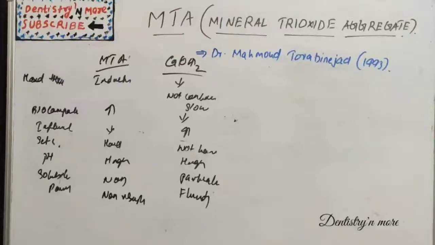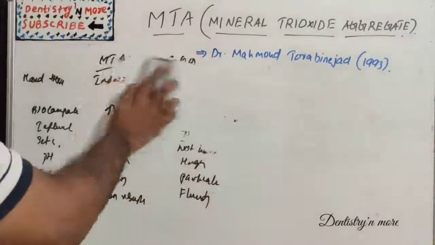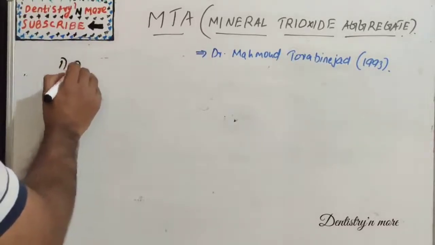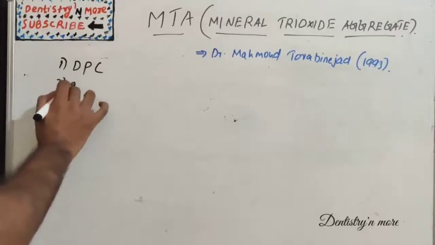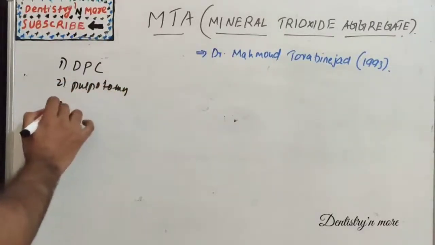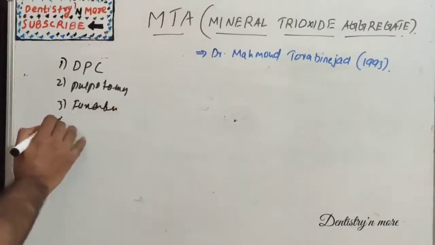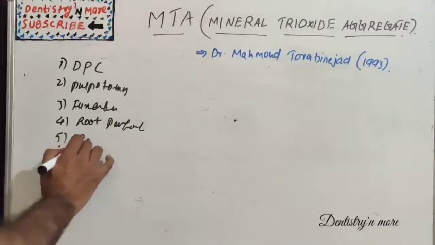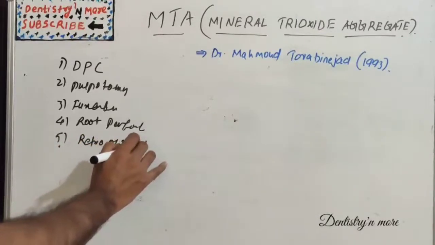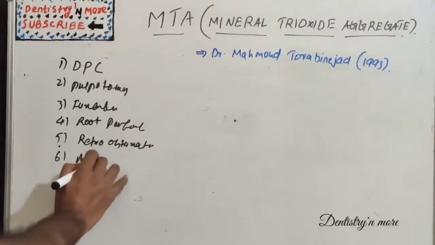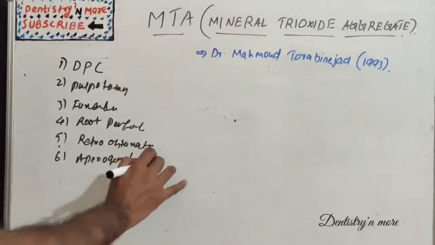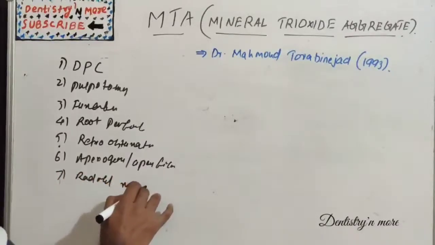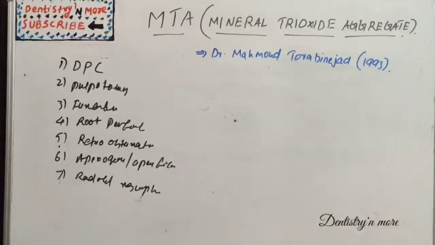So the basic clinical applications of MTA are, as we all know, it is mainly used as a root end filling material, apical closure, direct pulp capping, then pulpotomy, perforation treatment, then root perforation, then the obturation, that is retrograde obturation, then apexogenesis and apexification, and also radicular resorption cases. So all these cases are mainly the root repair material.